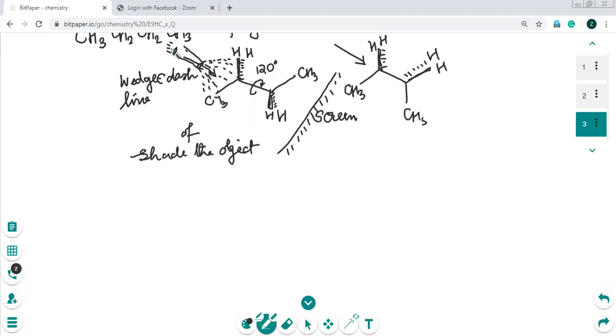So you are looking from here. You are going to draw the shade. And you can see, when you look from here, the two hydrogens are up, and this methyl is down. This methyl is up, and these two hydrogens are down. So you can see here there are two hydrogens, one methyl up.